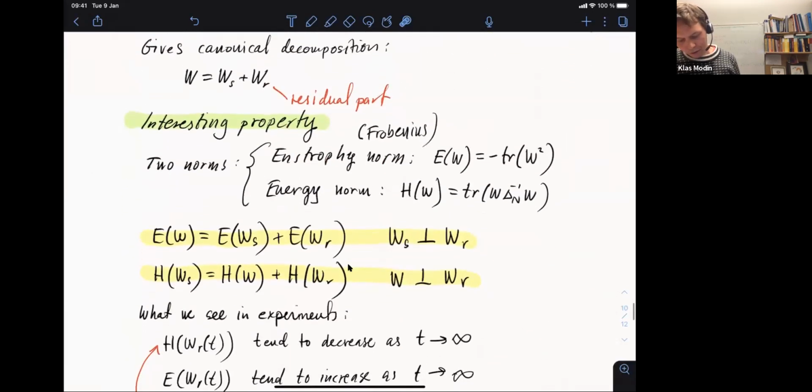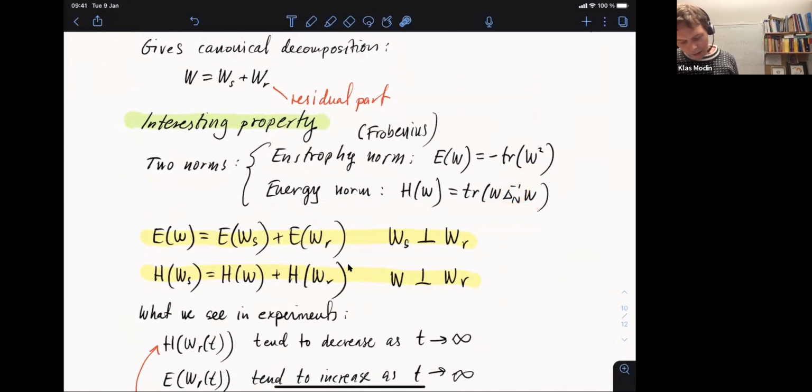And it's interesting to think of these things in terms of two norms. You have the entropy norm, which really corresponds to L2 inner product. On the quantized level, it's just a Frobenius inner product. And then you have the energy norm, which corresponds to Sobolev H minus 1, which looks like this. So it uses this quantized Laplacian here.